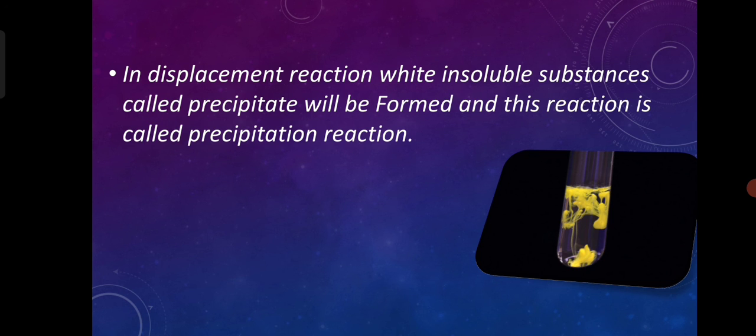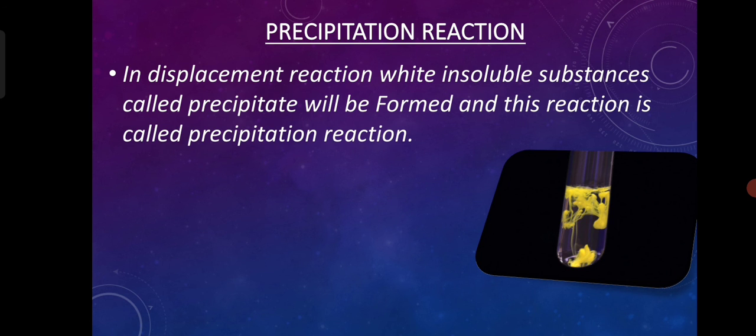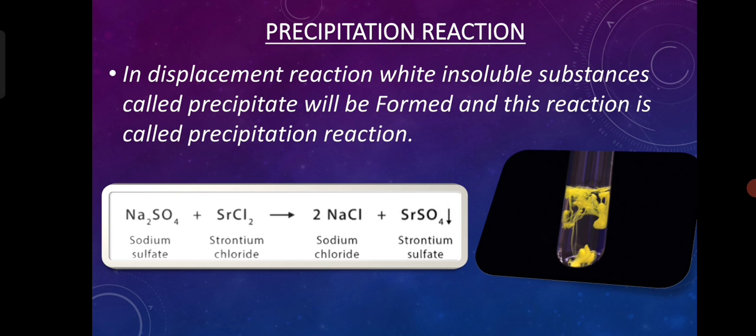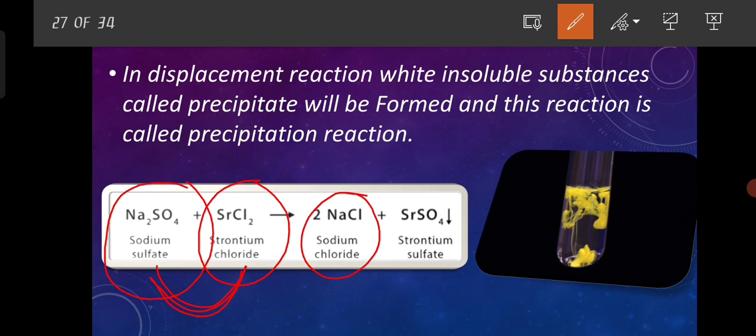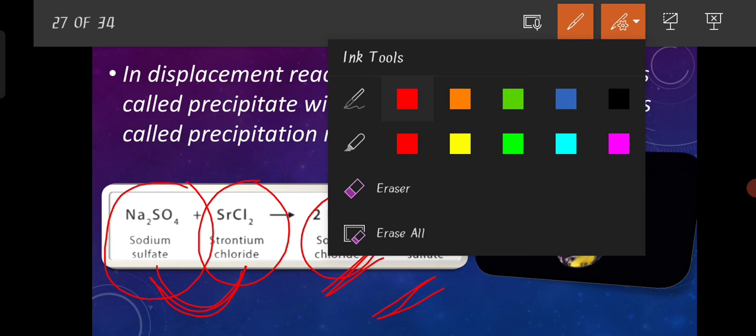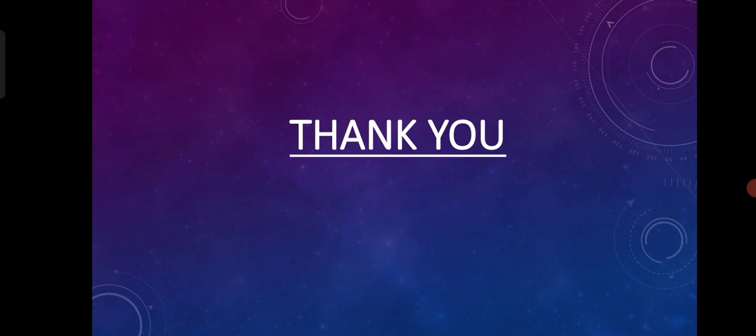So that we call a precipitate, and the reaction in which this precipitate is formed, we call a precipitation reaction. You can have a look at here. Sodium sulfate and strontium chloride. When they are exchanging the ions, some insoluble solid is going to be formed. So the insoluble solid, I mean the precipitate, is going to be formed, and this reaction we call a precipitation reaction. I hope it's clear.